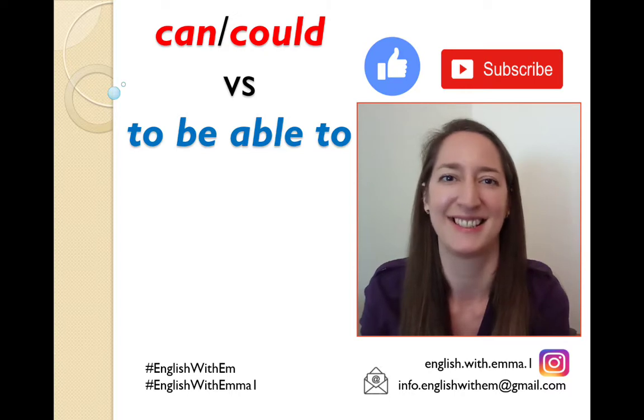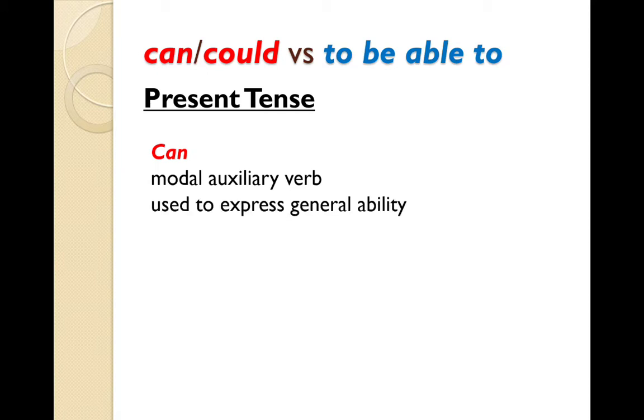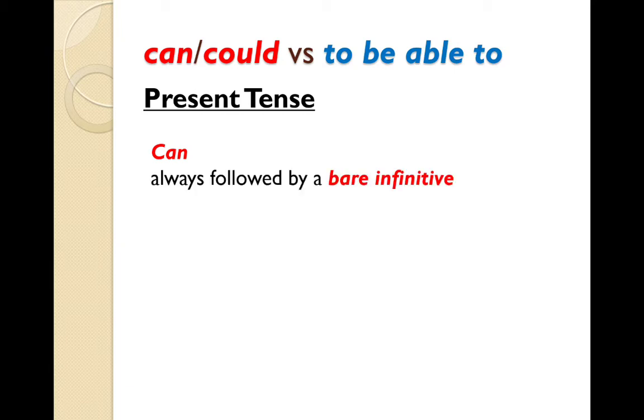Let's get started. So let's start with the present tense. Can. This is a modal auxiliary verb and it's used to express general ability. So we have the subject plus can plus a bare infinitive. Now, can is always followed by a bare infinitive. So what is that? Well, that is the infinitive without to.